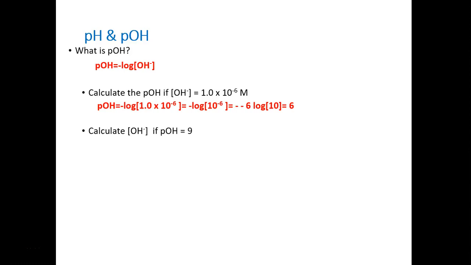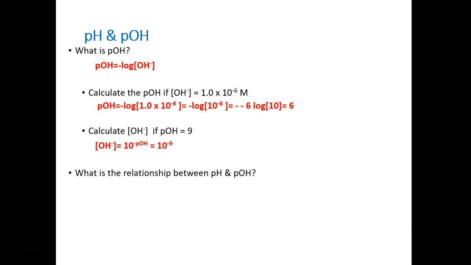All right, calculate the hydroxide ion concentration if the pOH is 9. So just like we calculated the hydrogen ion concentration, hydroxide is going to work the same way. The hydroxide ion concentration will be 10 to the negative pOH. So here it's 10 to the negative ninth.